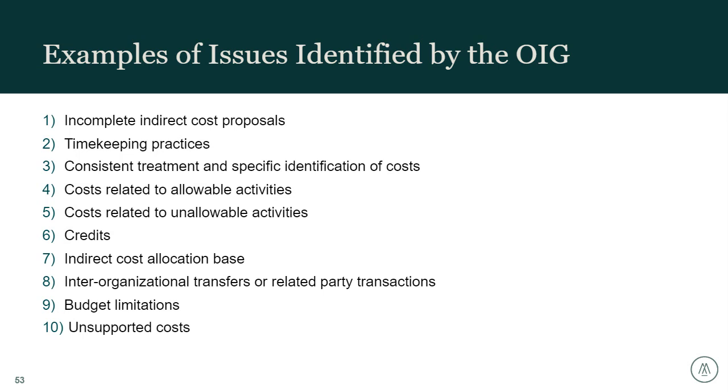Any credits. There's been a number of organizations that failed to reduce the total cost claimed under grants or contracts by the amount of credits applicable to costs charged either directly or indirectly to grants or contracts. Sometimes that's income that gets received and they haven't reduced the indirect cost allocation by that. And then with the indirect cost allocation base, if you have any kind of inter-organizational transfers or related party transactions here, any kind of budget limitations, and then unsupported costs.